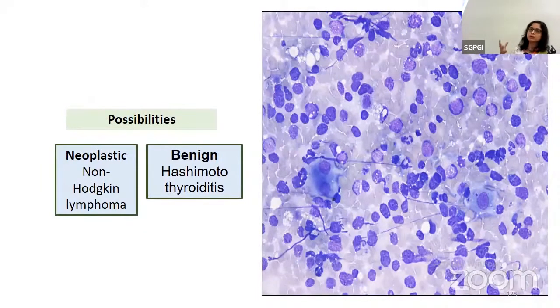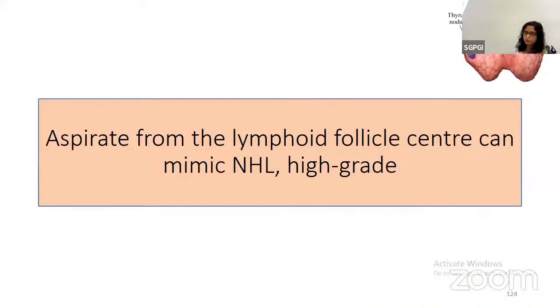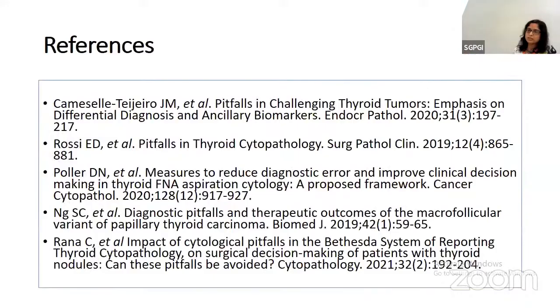So when there is a lymphoid follicle formation and you tend to hit with your needle the center of the follicle, you will get predominance of immunoblasts, centrocytes, and centroblasts. This case turned out to be DLBCL. So you are actually right. But you have to see the entire picture. You do need radiology if you get a mixed cell type aspirate. So aspirate from lymphoid follicle center can mimic high grade NHL. So this is a pitfall.